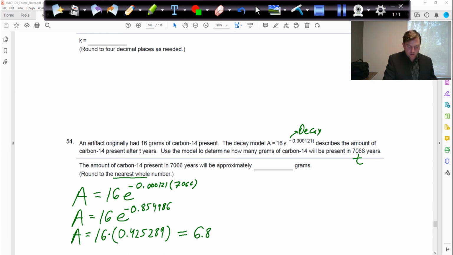They want us to round to the nearest whole number. So to round to the nearest whole number, we stand at the whole number, look to the right, it's 5 or bigger, so we're going to add 1, and we'll call this number 7. So in 7,000 years, you're going to have 7 grams of your carbon-14 when you had 16 to start with. Now that's an interesting number. Half of 16 grams would be 8. We have 7, so we have less than half, which brings us to our next topic of a half-life. So how long until you have half of your starting material? Let's look at that.